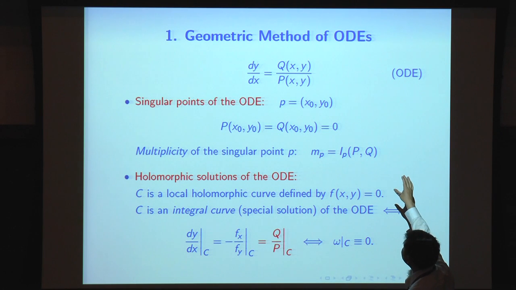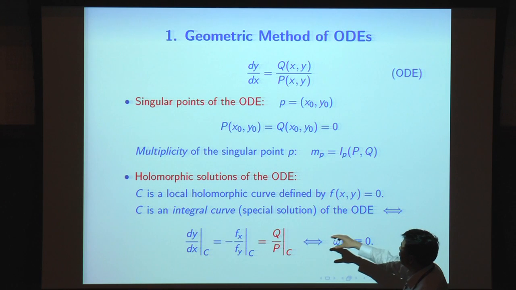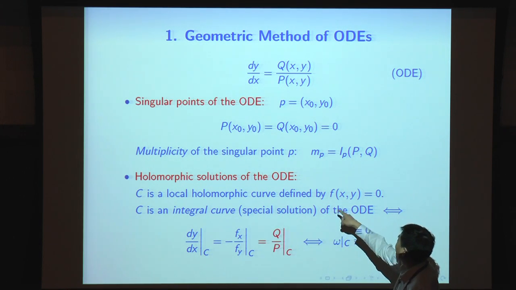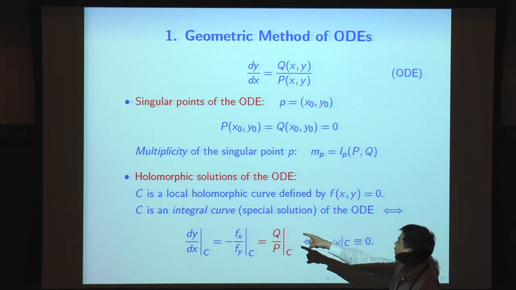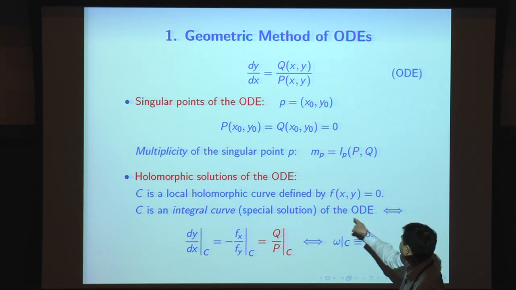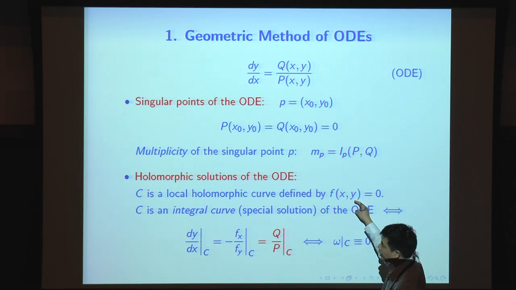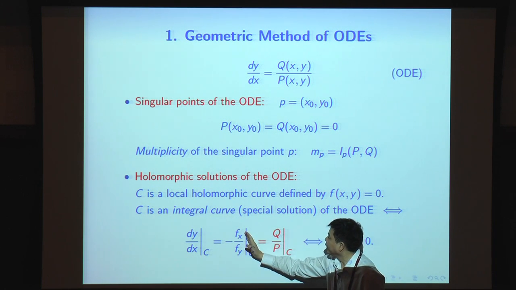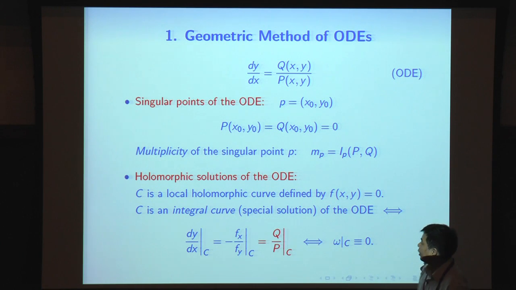For this ODE, we can consider the holomorphic solutions. If C is a local holomorphic curve defined by a holomorphic function, C is a local integral curve if and only if you differentiate this equation, you get this. If you restrict it to C, you get this part. If this is true, we say that C is an integral curve, or C is a local solution of the ODE.